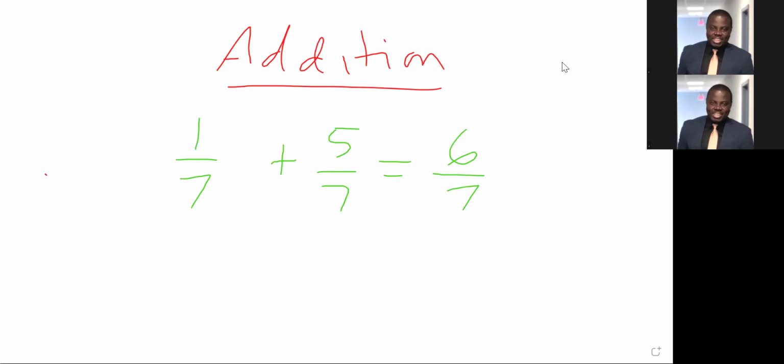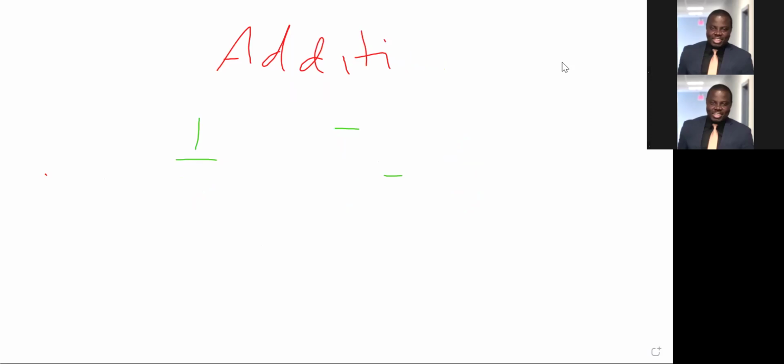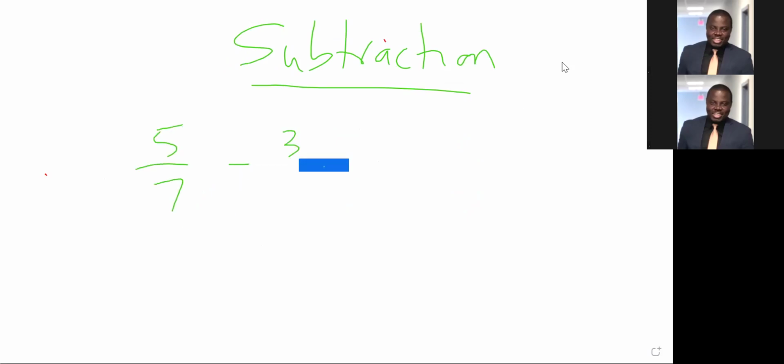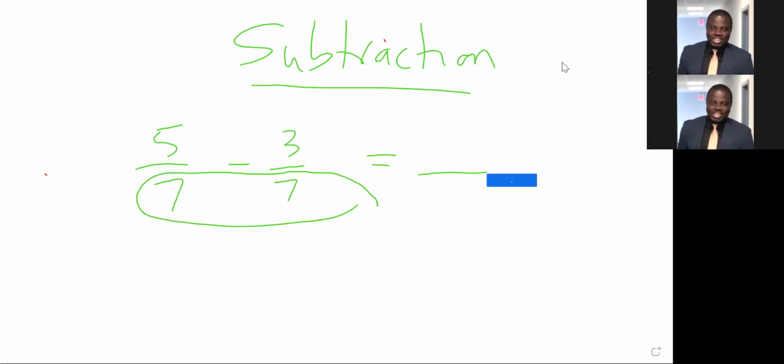Now, this also applies to subtraction. So let's quickly look at subtraction, and we are only going to look at common denominators for subtraction. So let's say you've got 5/7 minus 3/7. Again, because we've got a common denominator at the bottom, we're only looking at the tops, but before that, we've got to write the 7 at the bottom, and then we have 5 minus 3, which gives a 2. Boom.